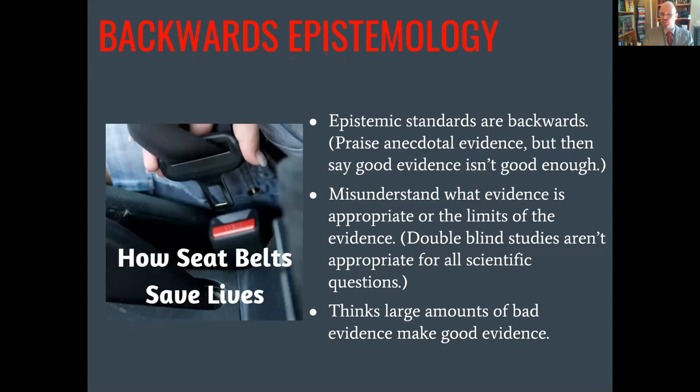If their epistemic standards are backwards, so they praise anecdotal evidence but then say good evidence isn't good enough, like double-blinded studies, that kind of stuff. Or, and this is tricky, sometimes they can misunderstand what evidence is appropriate or the limits of the evidence. Double-blinded studies aren't appropriate for all scientific questions. So they could think that they're more relevant than they are, and think that the fact that you haven't found a double-blinded study for this is reason to think it works, when you really can't have a good double-blinded study for this.